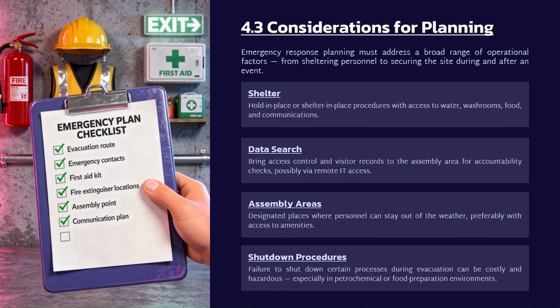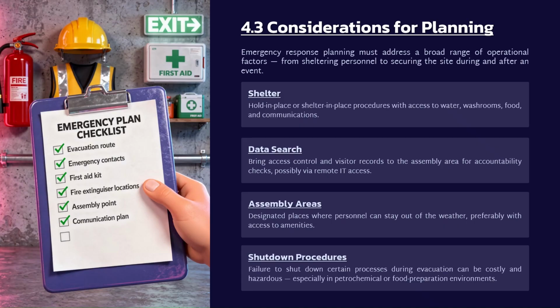When developing emergency response plans, organizations must consider several important operational factors. The first consideration is shelter. Shelter planning ensures that individuals have a safe location during emergencies, along with access to essential support such as water, sanitation, food, and communication systems. The second consideration is data security. During emergencies, organizations must ensure secure control and visitor access to sensitive areas. Accurate records and access control help maintain accountability and operational control during crisis situations.